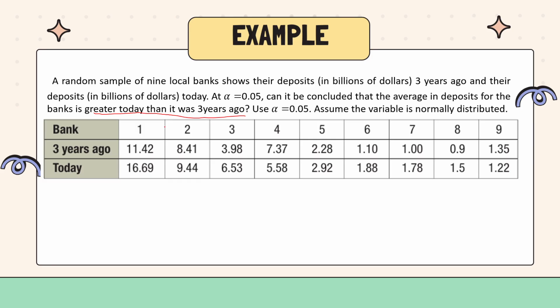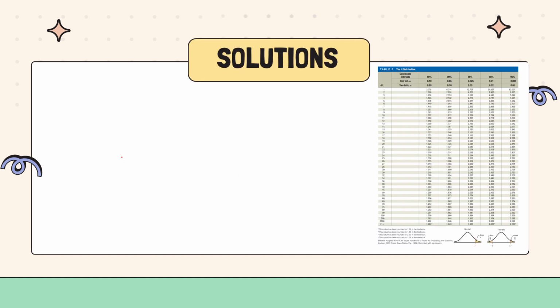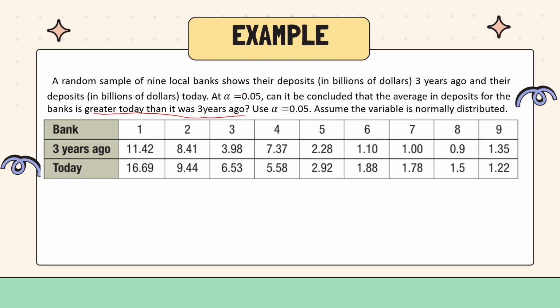So therefore, the first step is we have to state the null hypothesis and the alternative hypothesis. H0: mu D is equal to 0, and H1: mu D is less than 0, which is our claim. Why is it less than 0?